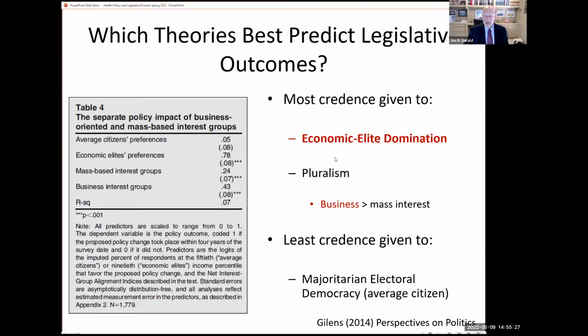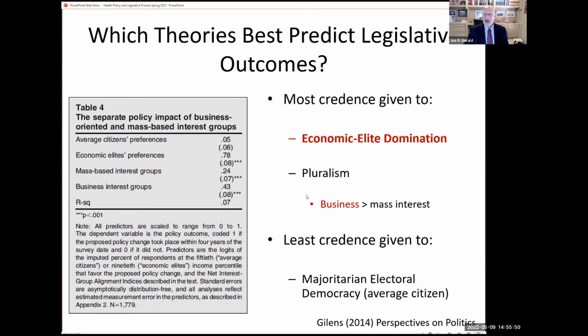And the winner looked like economic elite domination, so that voters matter to politicians here in the United States, but it's not all voters. It's rich, upper income, upper socioeconomic status voters. And they're the ones who benefit most frequently, not always, but most frequently from legislation.